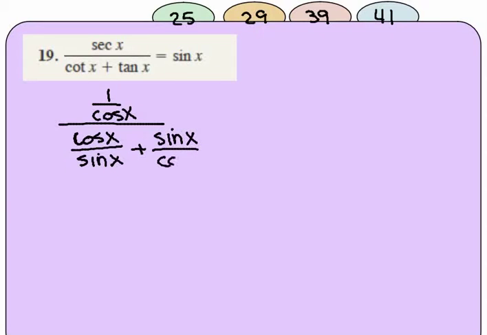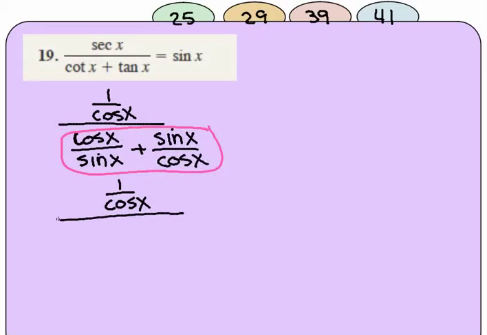I want to try to create a common denominator here in the bottom. So that common denominator we can see is going to be sine times cosine. On the left side, first of all, the top will stay the same. We'll just have 1 over cosine x. On the bottom, on the left side, that's going to get multiplied by a cosine over cosine, so we'll end up with cosine squared x. On the other side, we're going to multiply by sine over sine, so this becomes a sine squared x. And then our new common denominator there will be our sine cosine.